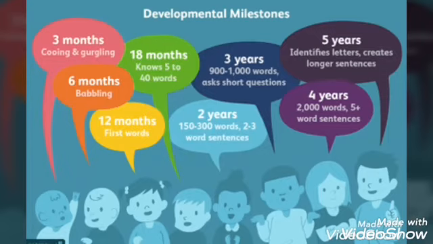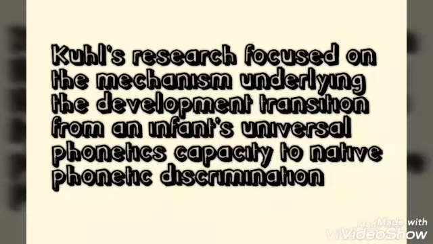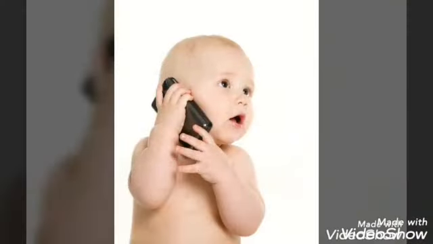According to Kuhl's research, the focus is on the mechanisms underlying the developmental transition from an infant's universal phonetic capacity to native phonetic discrimination. During the first year of life, prior to the acquisition of word meaning, infants begin to perceive speech by forming perceptual maps of the speech they hear in their environment.